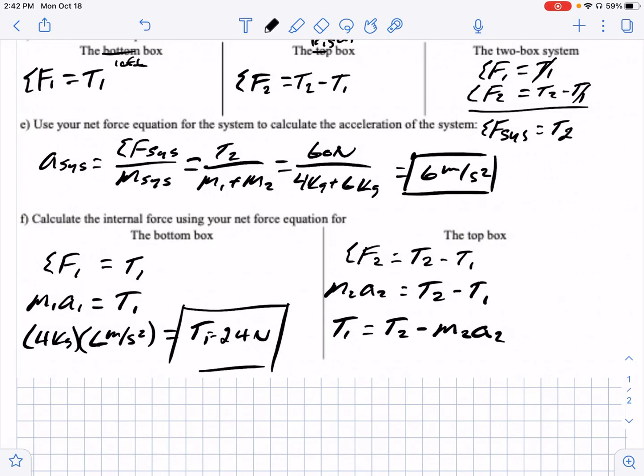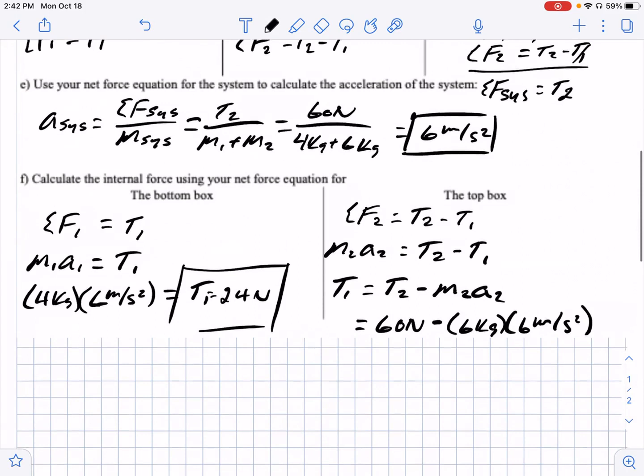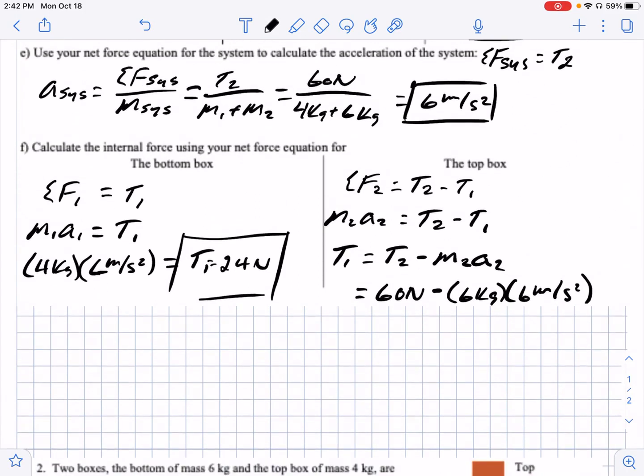From here, we can just go ahead and start plugging in our numbers. So we have 60 newtons minus 6 kilograms times 6 meters per second squared. So we're left with 60 minus 36. So our answer here, T1, is equal to 24 newtons. So again, it doesn't matter which net force equation we go to. Once we find that acceleration of our system, we'd get the same answer either way. Generally speaking, you want to go to the one that's easier to work with. In this case, would have been this one here.